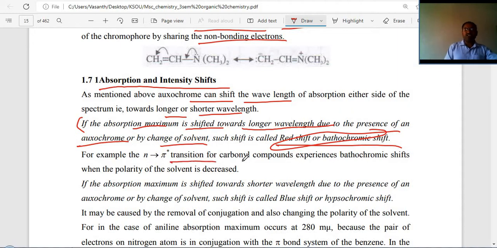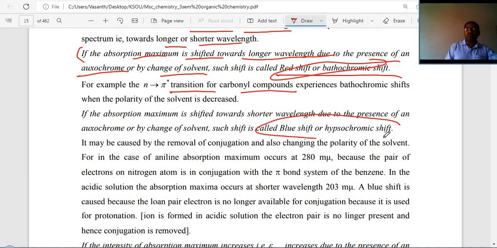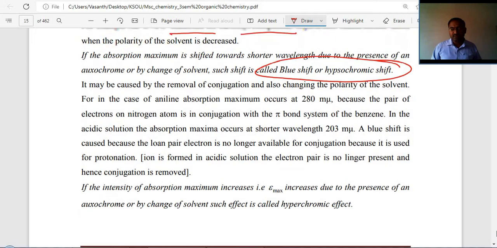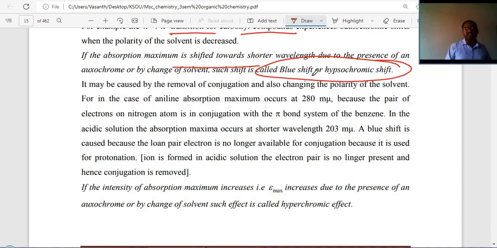For example, the n to pi star transition for a carbonyl compound experiences a bathochromic shift when the polarity of the solvent is decreased. Another very important one is the blue shift or hypsochromic shift. The absorption maximum is shifted to shorter wavelength due to the presence of an auxochrome or by change of solvent. Such a shift is called blue shift or hypsochromic shift. It may be caused by the removal of conjugation and also by changing the polarity of the solvent.